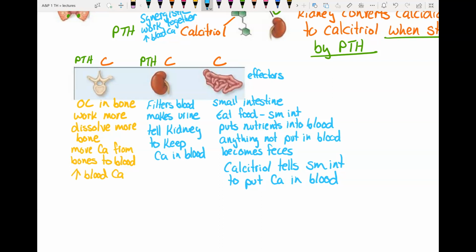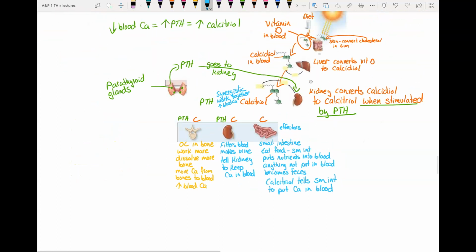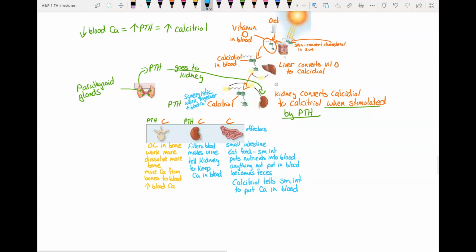Without calcitriol, the calcium you eat would just go into the feces. You wouldn't actually get it into your blood. It would be a waste. So that's how you manage your blood calcium. And one of the important parts here is that end part with the calcitriol in the small intestine.